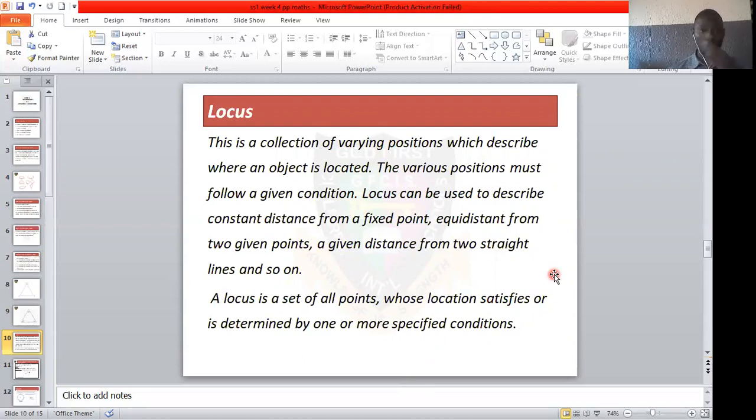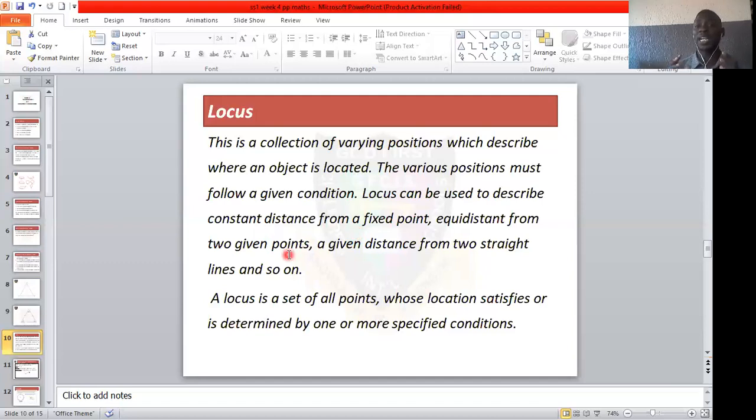To get your locus, the points must follow a given condition. We have several conditions under locus. Look at this now. Locus can be used to describe a distance from a fixed point, that is, from a fixed point you find the location of another point. It can also describe a point equidistant from two given points.